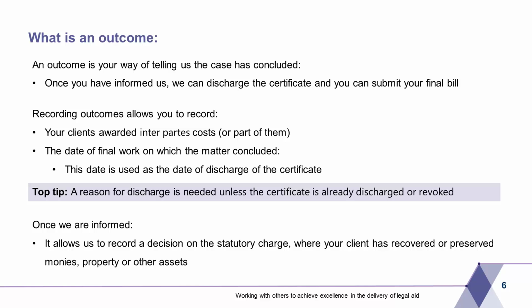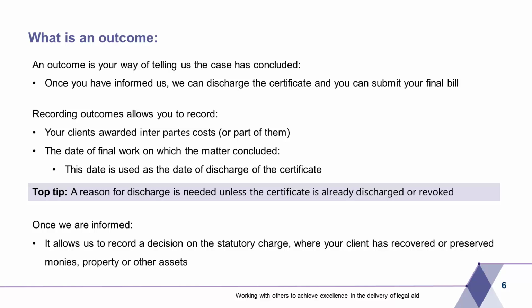So the first thing we'll be covering is what is an outcome, which is slide number 6 in the presentation pack. Put simply, an outcome is your way of telling us that the case is concluded, and once you've informed us of this, we can discharge the certificate and you can submit your final bill.